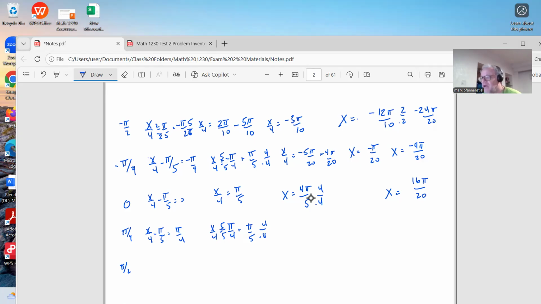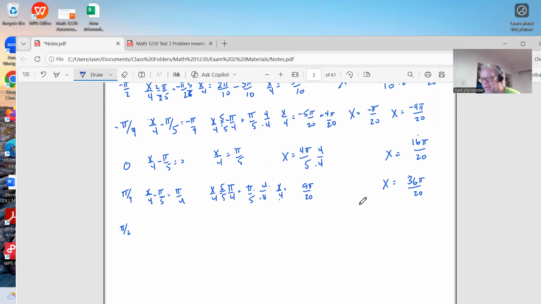Where were we? We were looking at x over 4 is equal to 5 pi plus 4 pi, and I'm going to say that's 9 pi over 20. Then we multiply 9 times 4, and I'm getting 36 from that. So we have x is equal to 36 pi over 20. If I add 20 pi to my 16, I end up with 36 pi over 20. Beautiful.